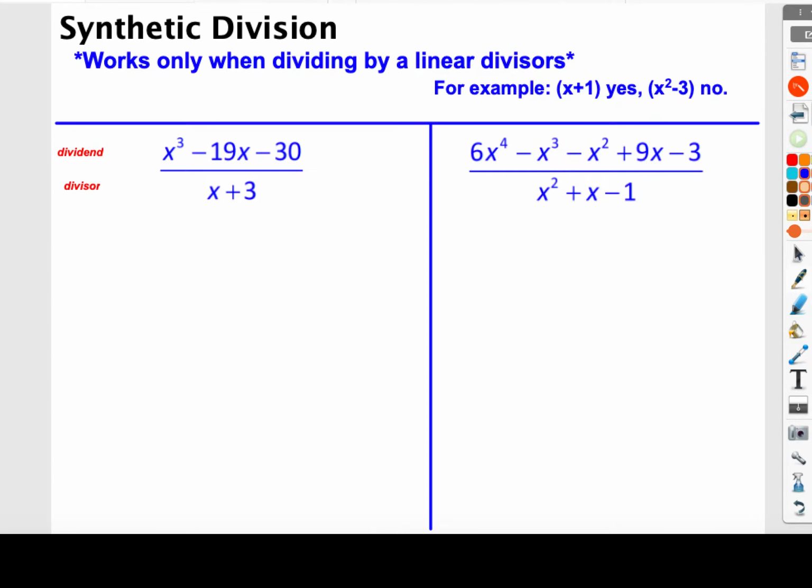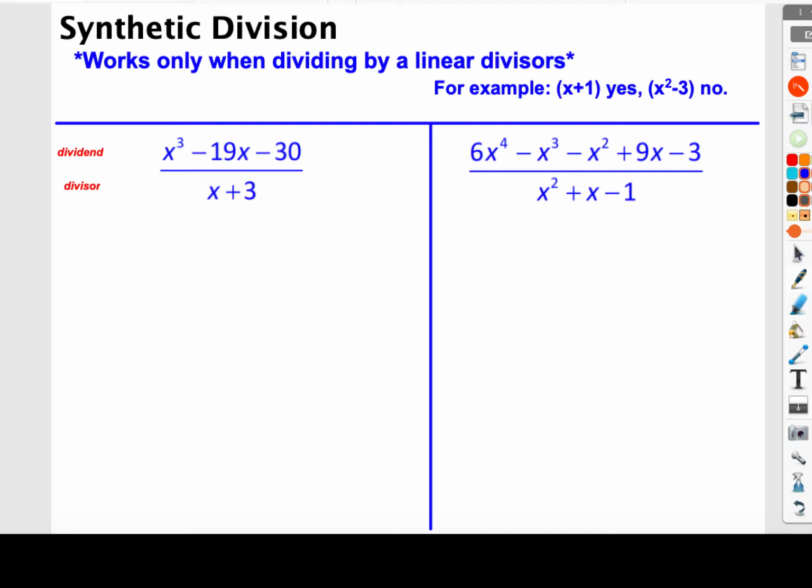Synthetic division works only when you're dividing by linear divisors. So the problem over here at the left is an ideal synthetic division problem. x cubed minus 19x minus 30 is our dividend, that's what we're going to divide into, and x plus 3 is our divisor.